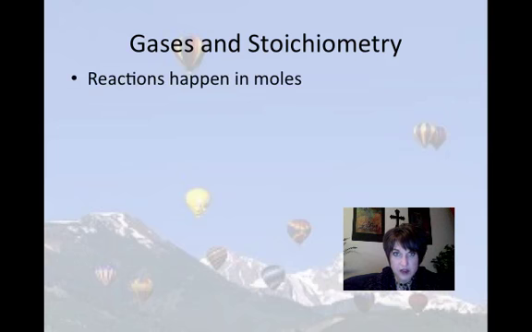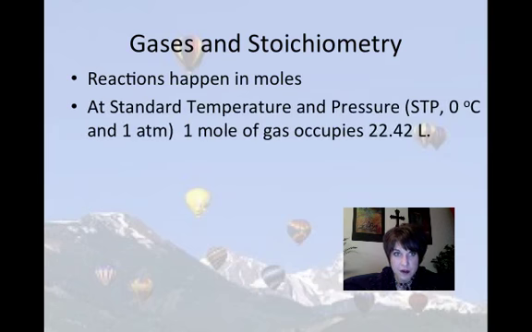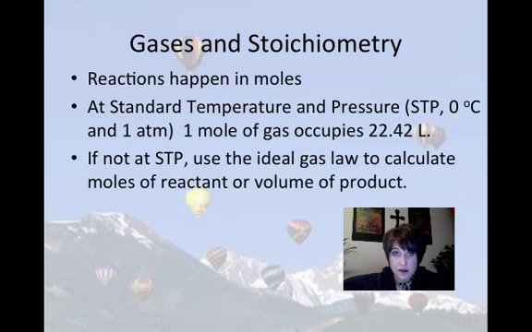First of all, we know that reactions happen in moles, and a balanced equation describes mole-to-mole ratios of one reactant to another. We also know that at standard temperature and pressure, 1 mole of a gas occupies 22.42 liters. The trouble is, though, most of the reactions we do don't happen at standard temperature or at standard pressure. So we're going to have to use the ideal gas law to calculate the moles of a reactant or volume of a product or whatever it is we need to find out so that we can adjust for conditions other than standard temperature or standard pressure.